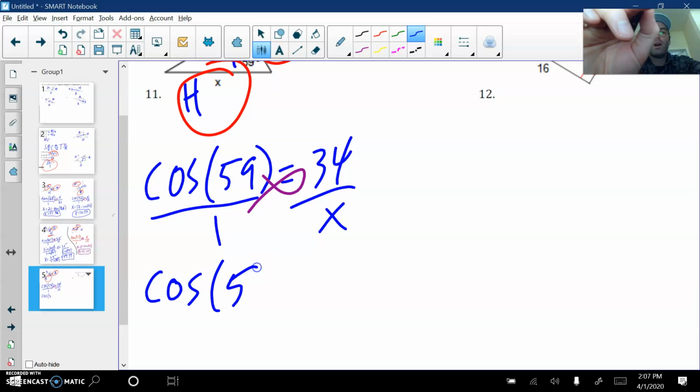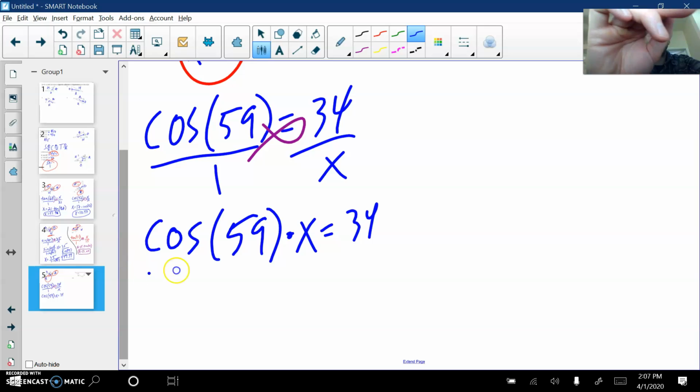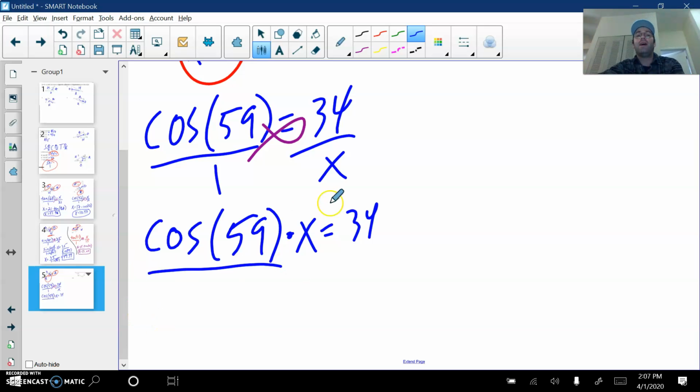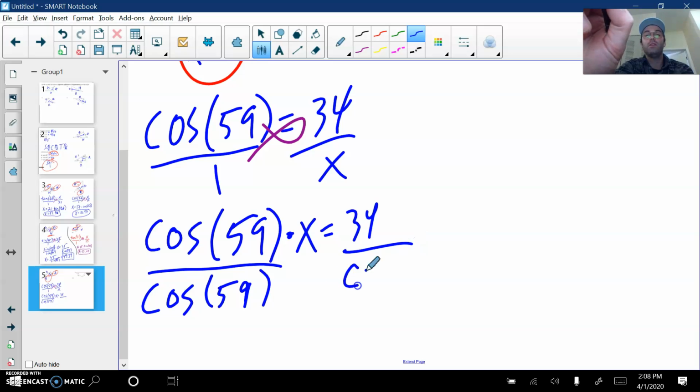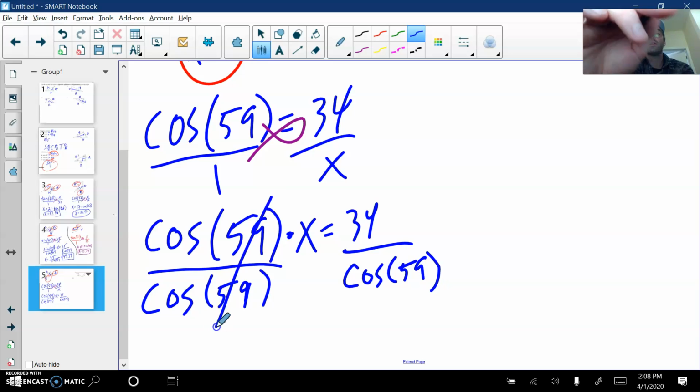So cosine of 59 times X equals 34. It's like 59X equals 34. What would you do if you ignored the cosine? If it was just 59X equals 34, I would divide both sides by 59. It's the same idea, except now I'm performing this operation on the number and dividing as well. These cancel. 34 divided by cosine 59 is 66.01.